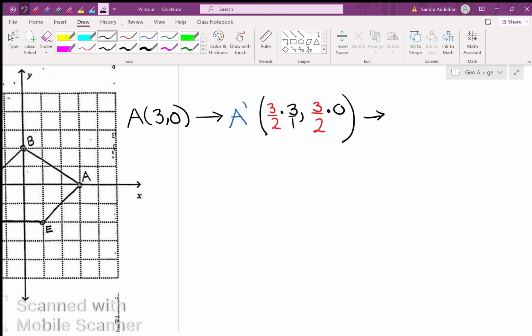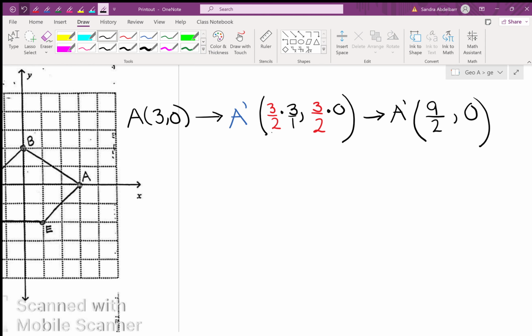So when I multiply across, I get my A prime to be 3 times 3 is 9. 2 times 1 is 2, so we get 9 halves. And then what's 0 times anything? 0. Hey, generally speaking, in high school, we like to leave numbers as improper fractions. So we like to leave the 9 halves.